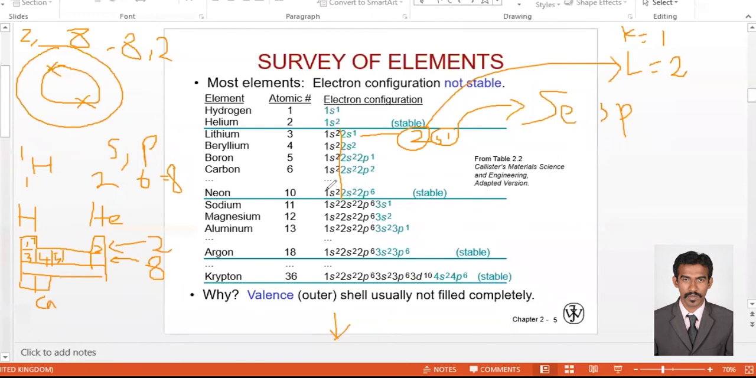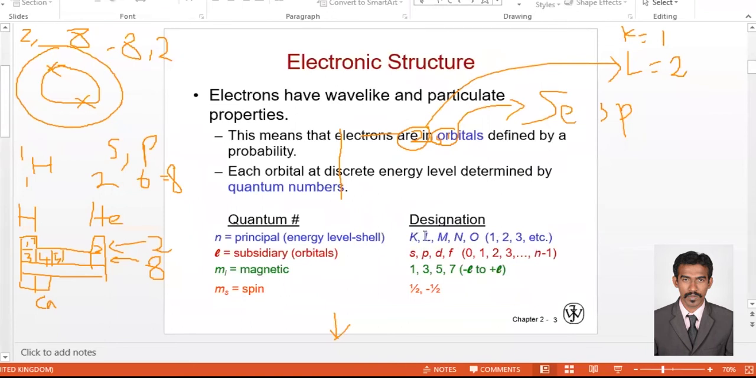So if I write in this format, this 1, this 2, and this 3 denote the main orbit. And then this s2, p2, p6, d10 are all showing the suborbital, the secondary orbital. So here is our main orbital and here is our suborbital.